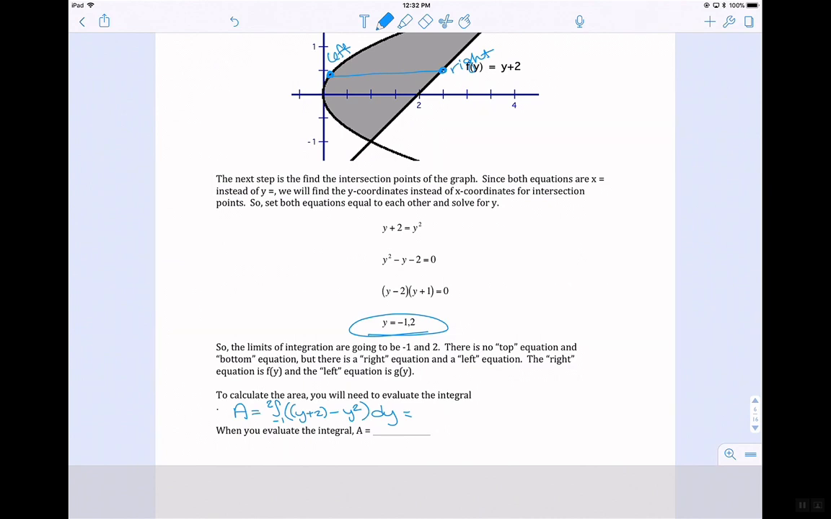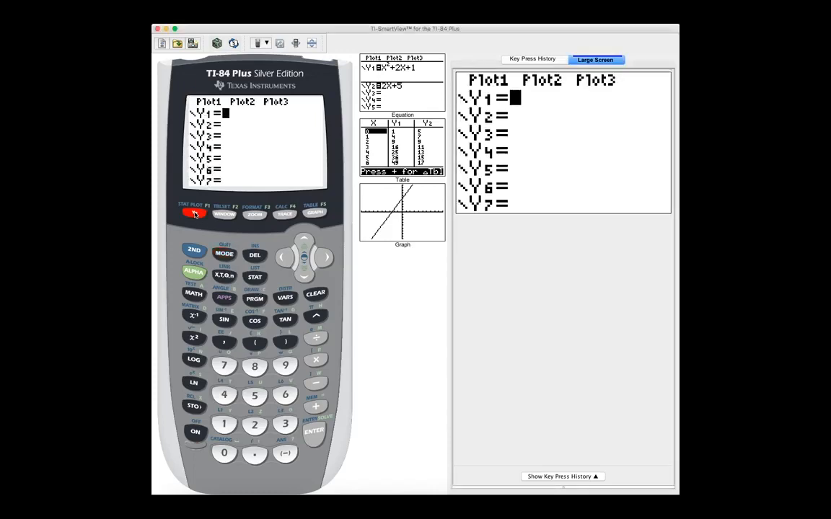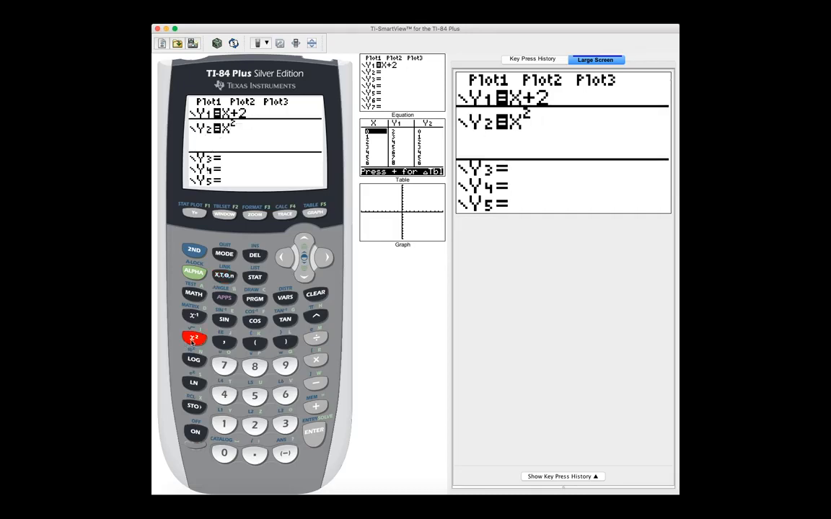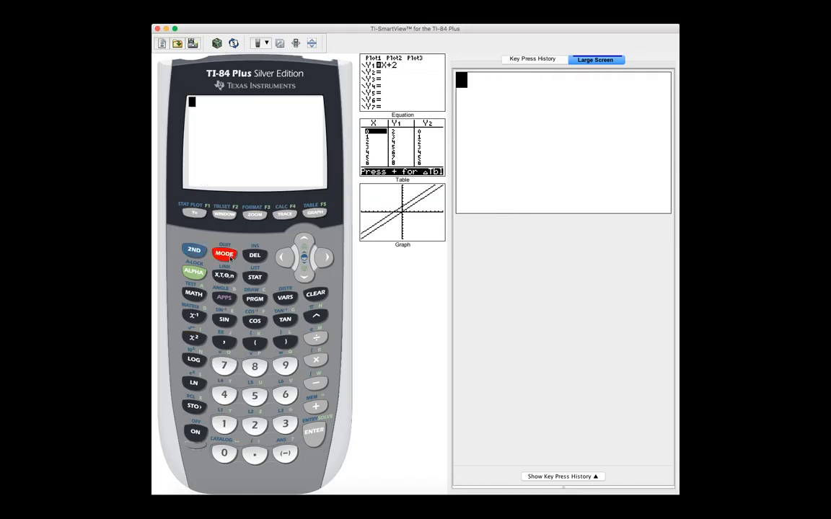Remember this equation here. Okay, so you remembered your equations, right? So it was y plus 2. So we're going to plug in x plus 2 instead of y plus 2. So all I did is I just switched my variables for y with x. Okay, and then instead of y squared, we're going to put x squared. Now I'm not going to hit graph because it won't show the right graph. But now I'm going to go second quit.